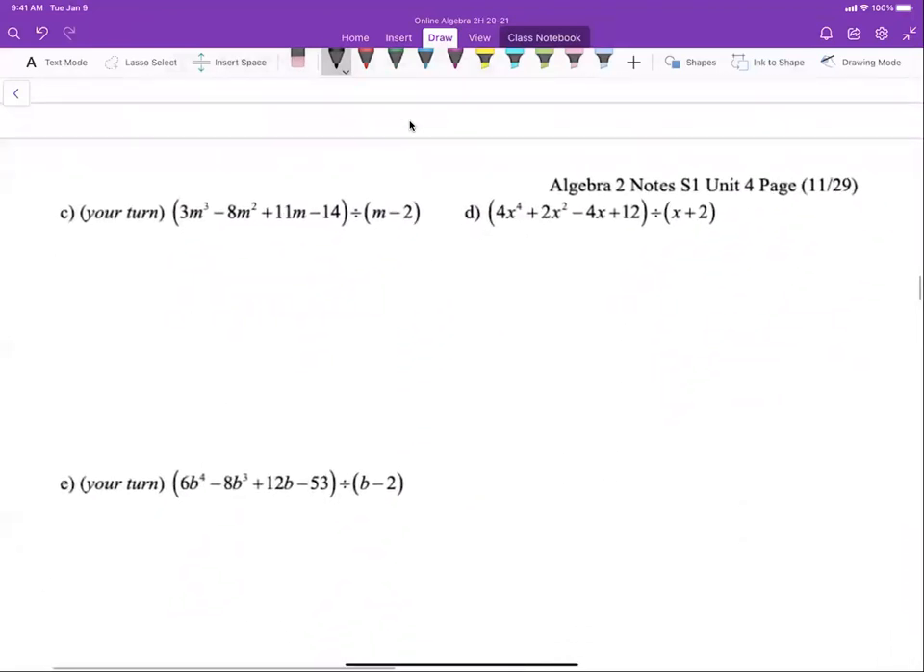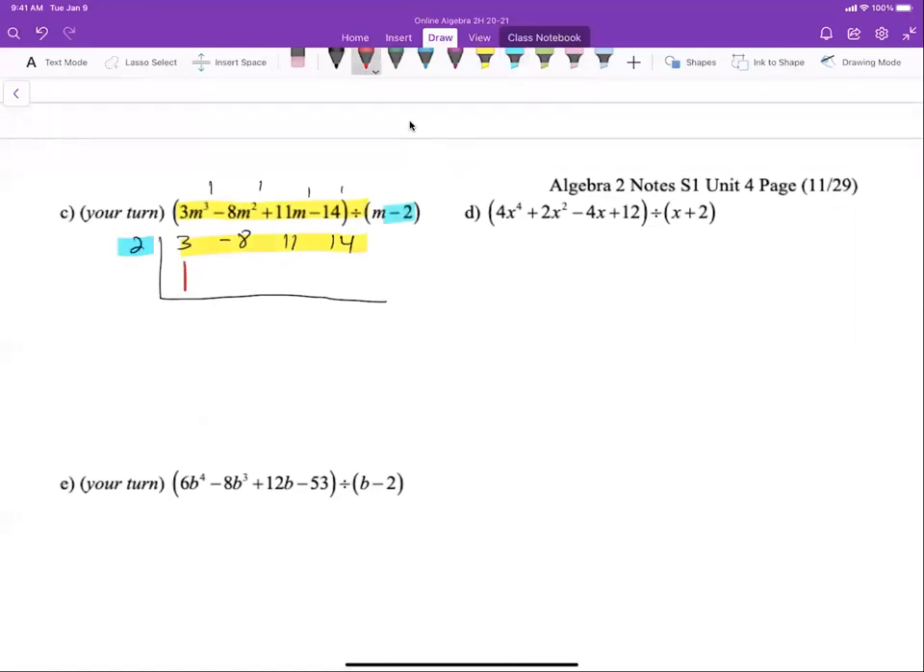Please pause the video and try this yourself. Welcome back. So what do we get? I have 3, I have a -8, I have an 11, and I have 14. I don't have to have any placeholders, to the cube, squared, first, to the 0. That's where I got those coefficients. I take this -2 and switch the sign.